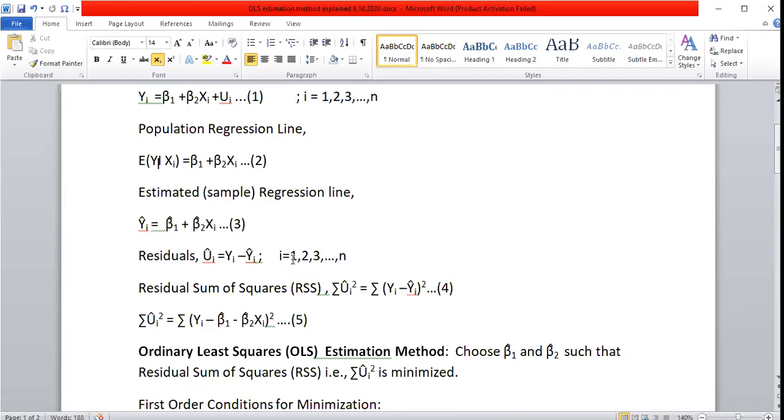What do we do? First you square all the residuals. Some of the residuals will be positive, some of them will be negative. You square all of the residuals, then you add them. So that is the summation of ui hat squared, where the summation goes from i equals 1 to n, and n is the sample size. That's called the residual sum of squares.